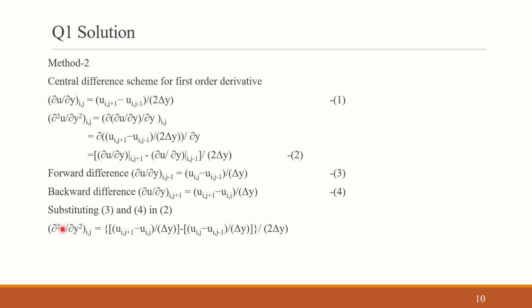we have ∂²u/∂y² at (i, j) equal to [(u(i, j+1) minus u(i, j)) divided by delta y minus (u(i, j) minus u(i, j-1)) divided by delta y] divided by 2 times delta y. So this becomes u(i, j+1) minus 2 times u(i, j) plus u(i, j-1), divided by 2 times delta y square. So this is the approximation.